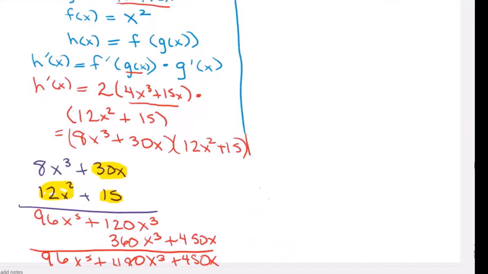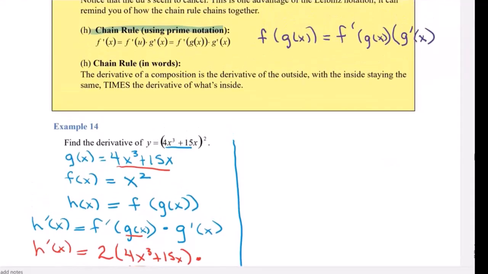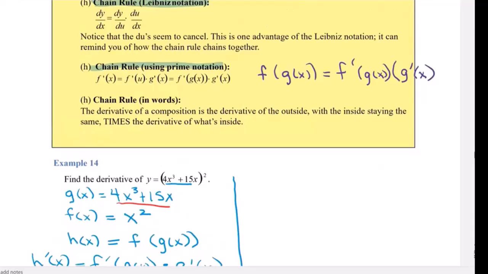And the only reason I'm even doing that is because I want to show you that they're the same. Now we're going to do it using the inner times the outer, okay? So the derivative of the outer times the derivative of the inner. Now I'm going to use the rule 1, which I think usually makes things a lot clearer. I hope it does. So I start with y equals 4x cubed plus 15x all to the 2nd power.